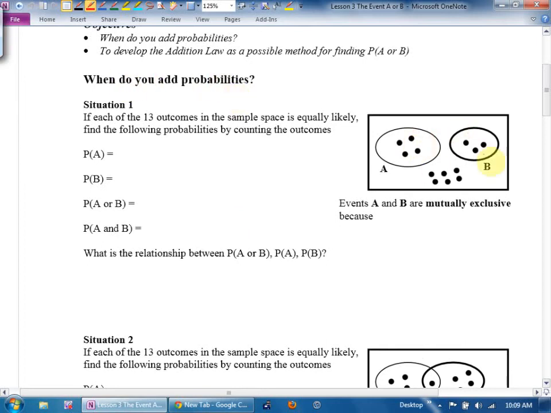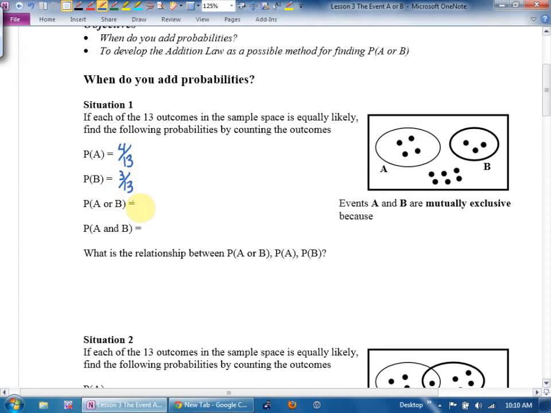And we have here a lovely generic Venn diagram. If each of the 13 outcomes in the sample space is equally likely, find the following probabilities by counting the outcomes. So what's the probability of event A? I said last day, if you can count it, you can solve it. What is the probability? 4 out of 13. What's the probability of event B? 3 out of 13.